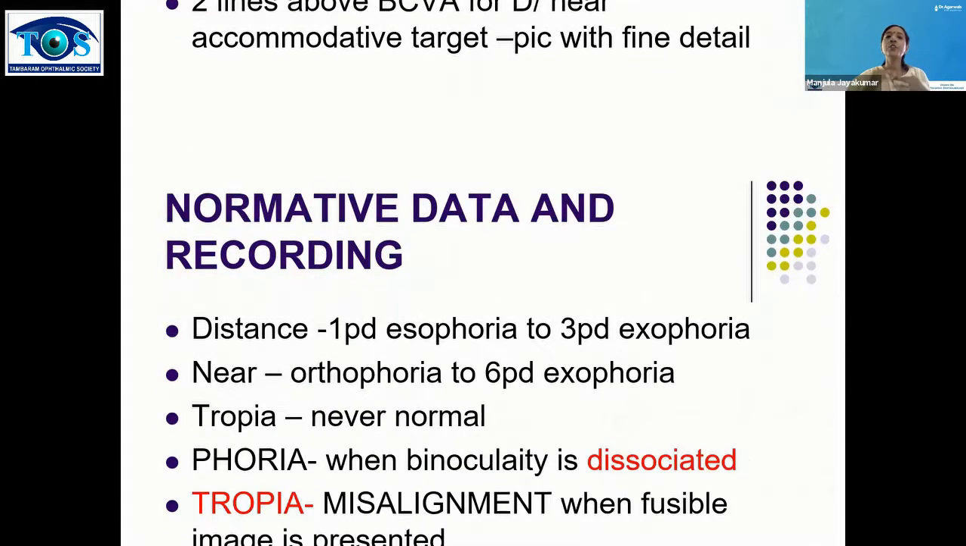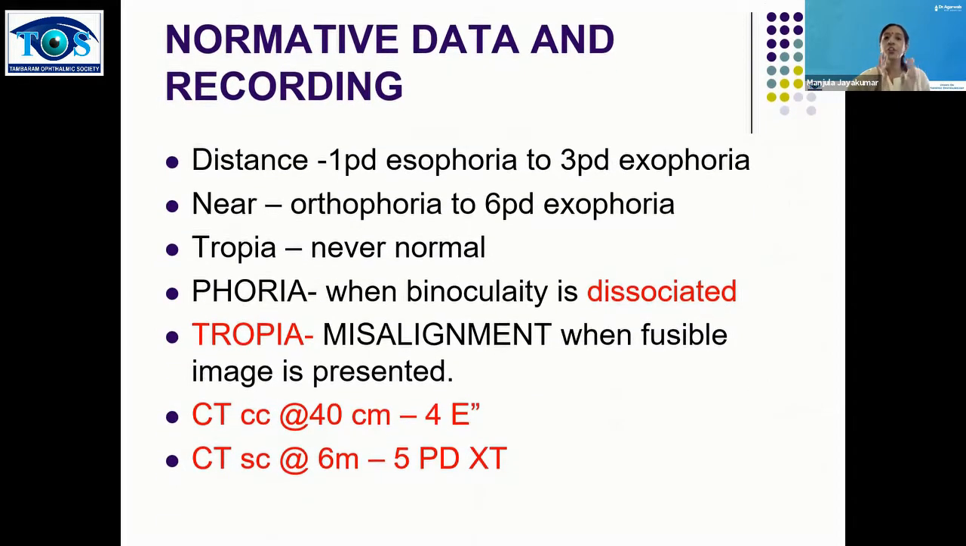So let's go to the normative data. For distance, you should get anywhere between 1 prism esophoria to 3 prisms of exophoria. And for near, it's orthophoria to 6 prisms of exophoria. Tropia is never normal. Any patient who has tropia will not have any binocular vision. Phoria is something which you get. This is a small differentiation. Phoria is when binocularity is dissociated.